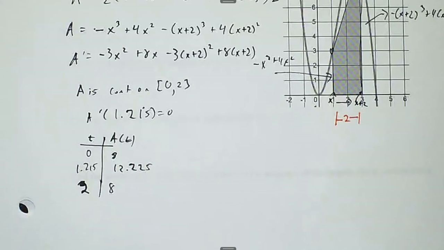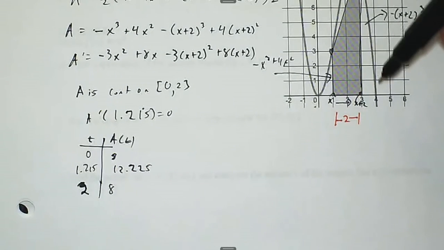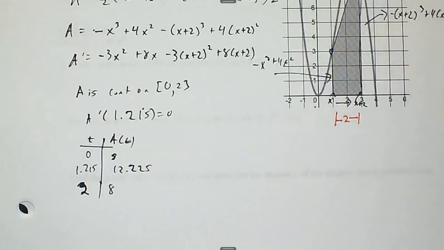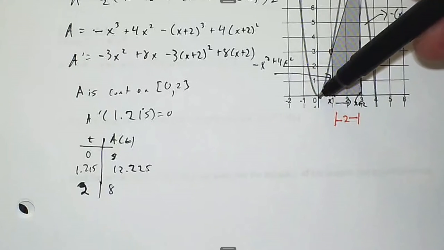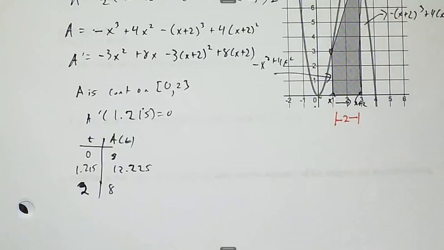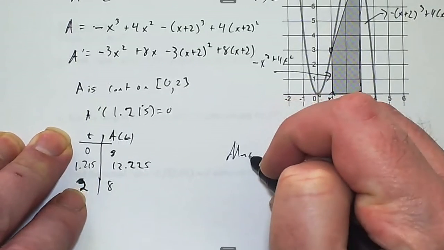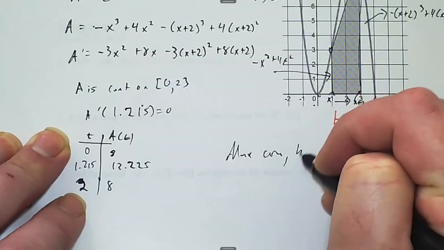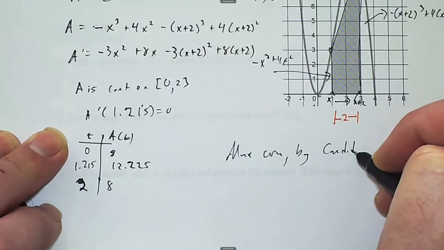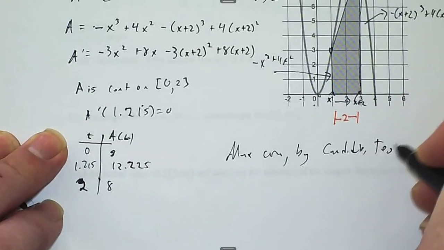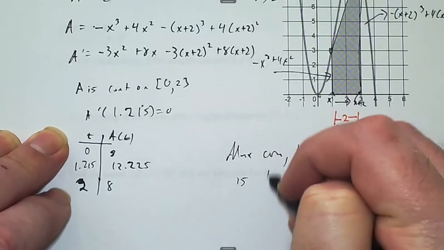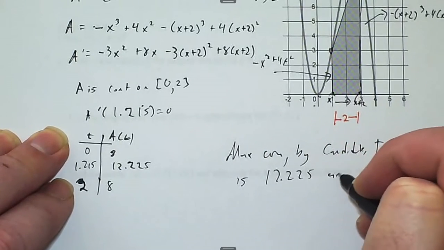Interesting. I find that surprising. Well, it is a triangle with a height of 8 and a base of 2, so yeah. The other one's a height of 0. Oh, yeah, it's the same triangle, just reversed. So that's pretty cool. So the maximum area by the candidates test is 12.225 units.